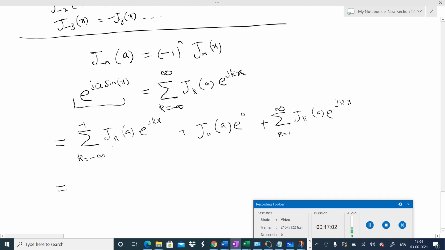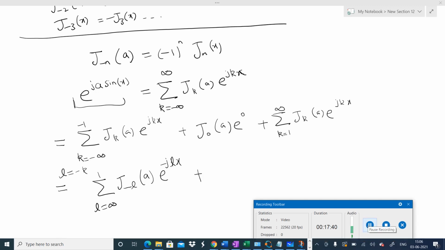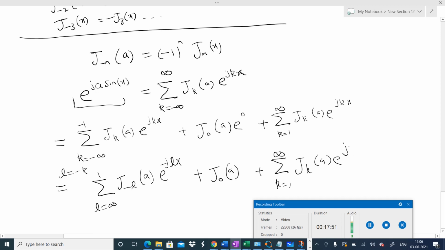So now look at this. All these I can basically put here. Let l equal minus k. When I do that, l goes from 1 to infinity, and I will write here l equal to infinity to 1, then J minus l of a e to the power j minus lx, plus this is simply J0 of a, and then you have the sum over k equal to 1 to infinity of Jk of a e to the power jkx, right?